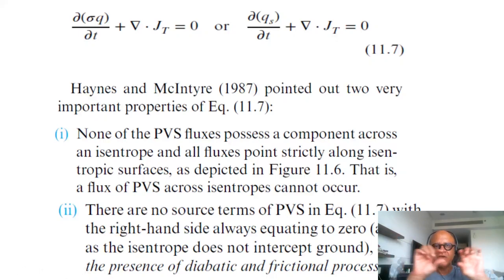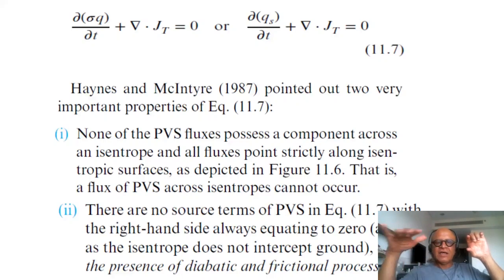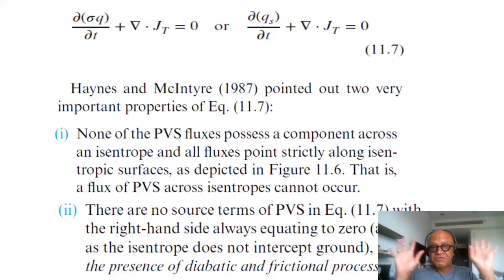So when you say isentropic surface, it's typically between a delta theta, as we saw in the figure before, right? So within that, you have flow, the V tilde, along the isentropes, and there is no flux in and out of the isentropic surfaces, okay? The flux of PVS across isentropes cannot occur even in a full diabatic heating dissipative system.